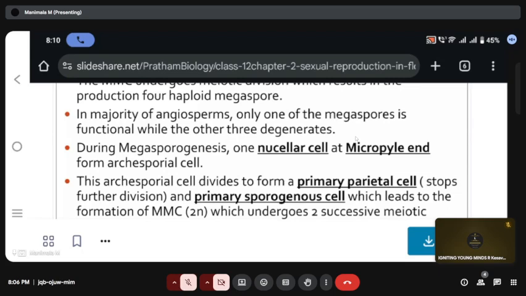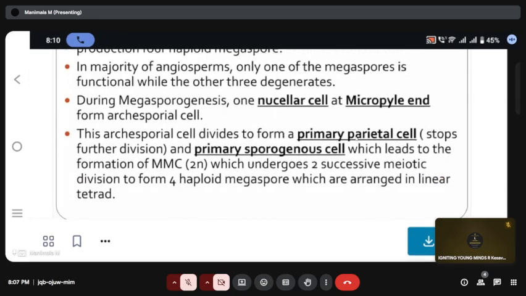The archisporial cell divides into two, and what is formed? One is the primary parietal cell, and the other is the primary sporogenous cells. Which leads to the formation of what? Megaspore mother cell, which is diploid. This diploid megaspore mother cell undergoes two successive meiotic divisions to form what? Four haploid megaspores are formed, which are arranged in a linear tetrad. Linear tetrad. I think you got my point.